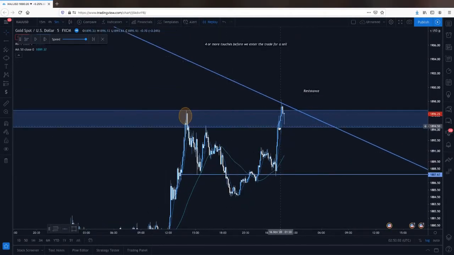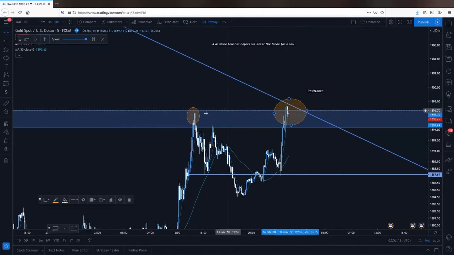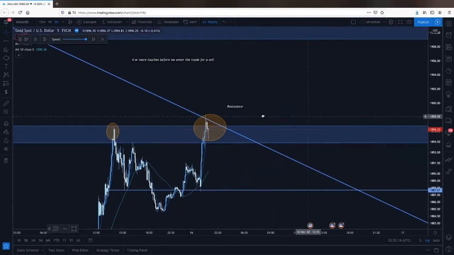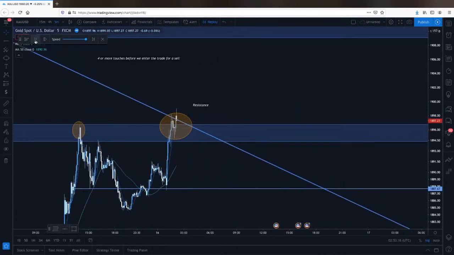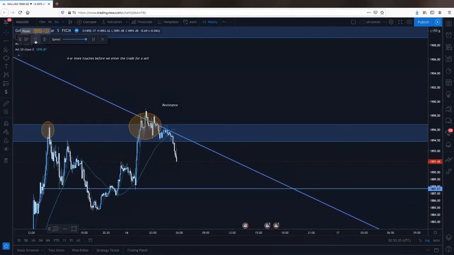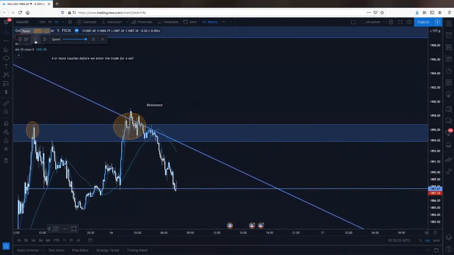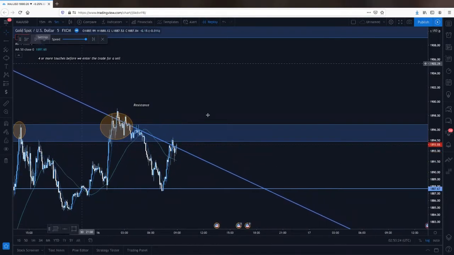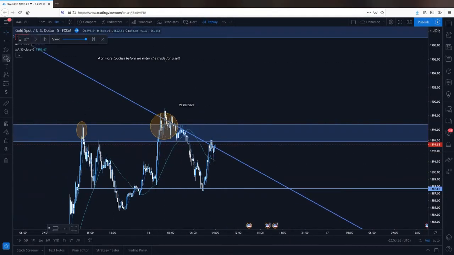So right now we're going with 4 more touches. Right here we have this zone on the 5-minute time frame. This is considered our second touch. So we have 1, 2. Now we're going to look for a third touch. All right, cool. Boom, we got the third touch.